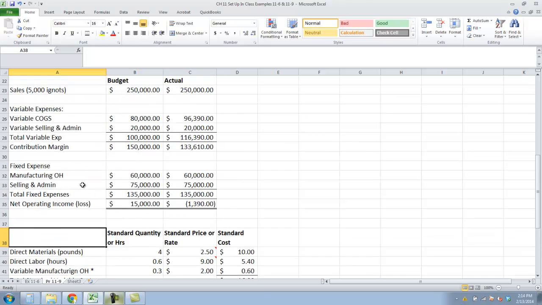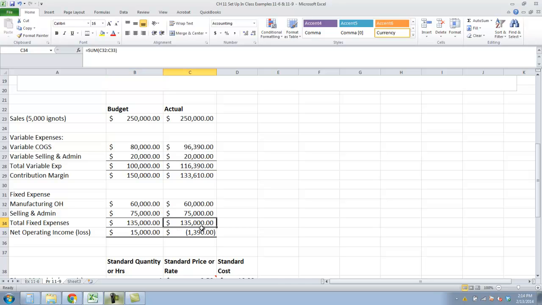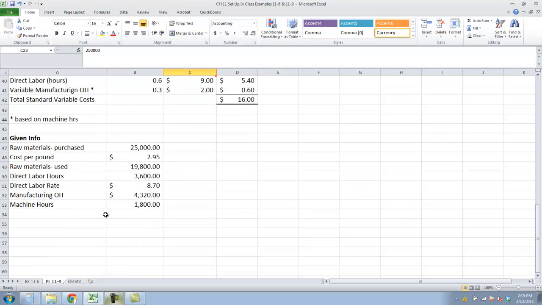We have standard costing, and we have a contribution margin statement. We believe we should have made $15,000 net operating income, but we have a loss of $1,390, but sales remain the same as budgeted. So they want to know what our variances were.